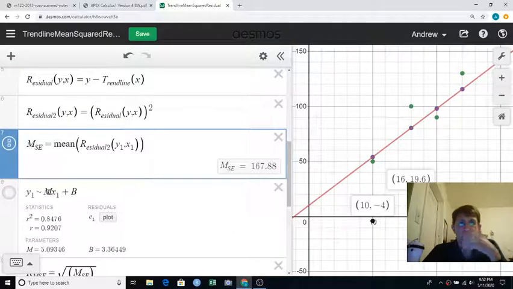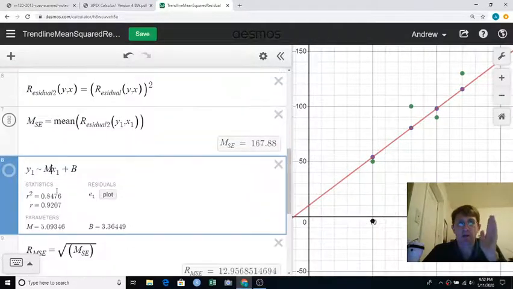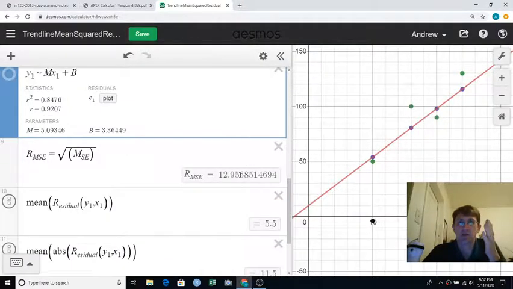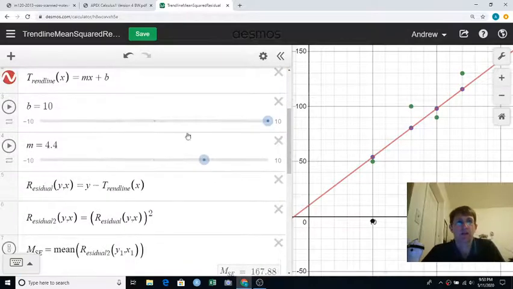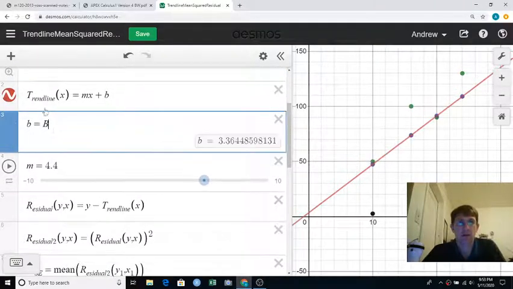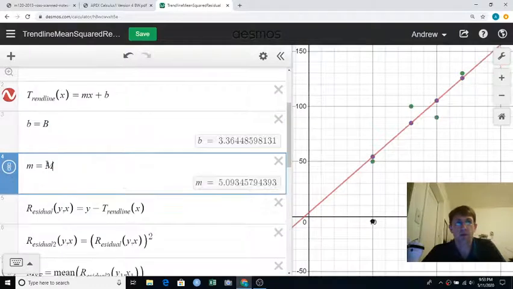Here I've got Desmos computing the best possible m and b values, and the way Desmos defines best possible, just like the way Excel usually defines best possible for trendline, is the m and b that minimize the sum of the squared residuals or the mean of the squared residuals. So notice I got this line and I got 167.88 or 12.95 there. But I can tell it to use the b that it found was the best and the slope that it found was the best.